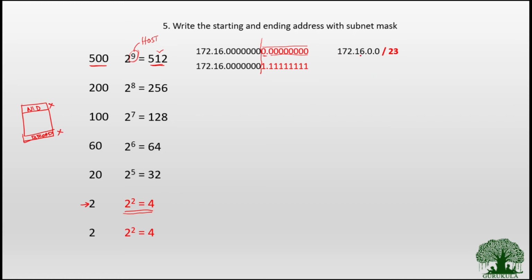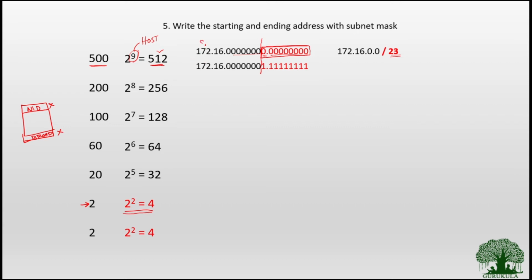So this is what the decimal form is. So what is happening? As you can see, 172.16.0.0 is the first address, and /23 represents the number of bits that we have used for representing the network. So if we reduce 9 bits, we have 9 bits left here in the red color part for representing the host.